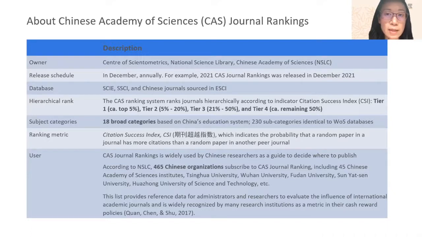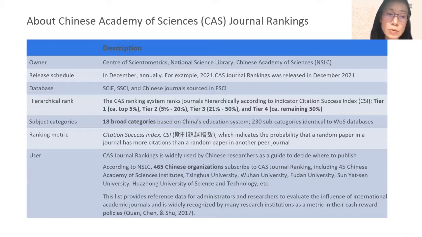And CAS Journal Rankings also adopt a hierarchical rank system. It has 4 tiers. However, different from the more familiar 4-quartile ranking of JCR, the CAS ranking system divides these tiers by using different percentages of the journals. So tier 1 is the top 5% of the titles, the next 15% goes to tier 2, the next 30% goes to tier 3, and the remaining goes to tier 4. The ranking metric is the Citation Success Index, which was developed in 2019.